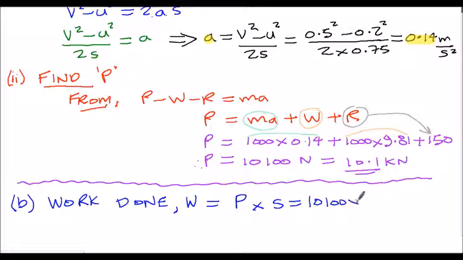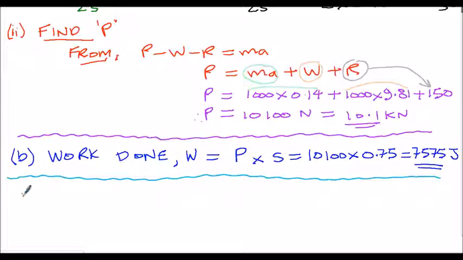So in this case, P is 10,100, multiplied by the distance travelled, which is 0.75 metres. According to my calculations, that's 7,575 Newton meters. You can call that Newton meters, or you can call it joules if you want to, because work is energy, and for energy we often use joules.